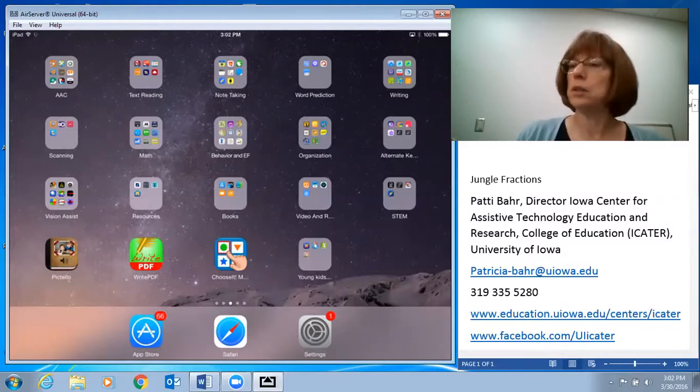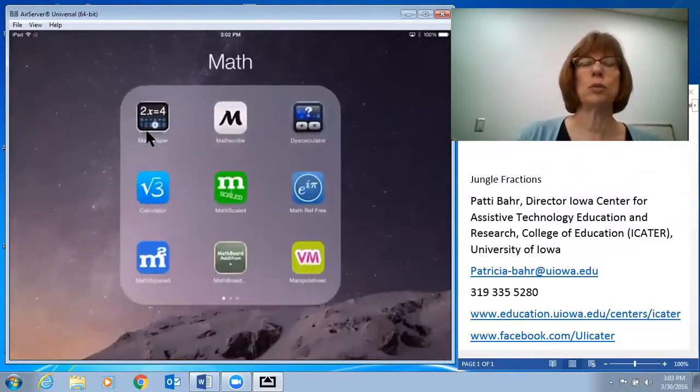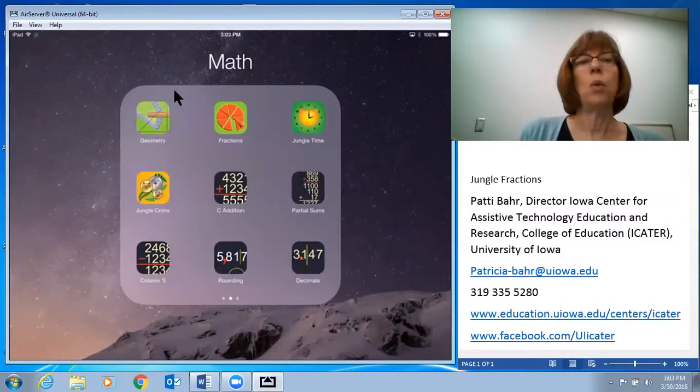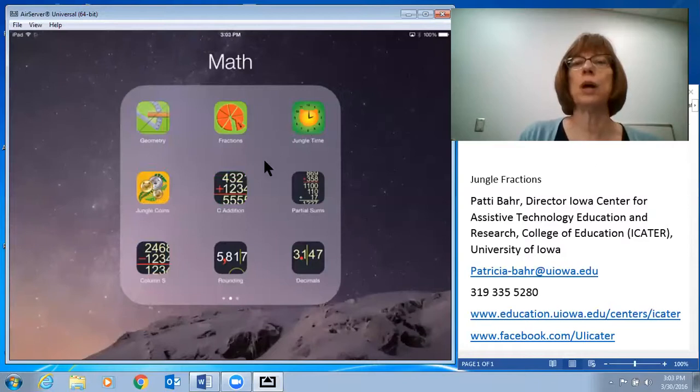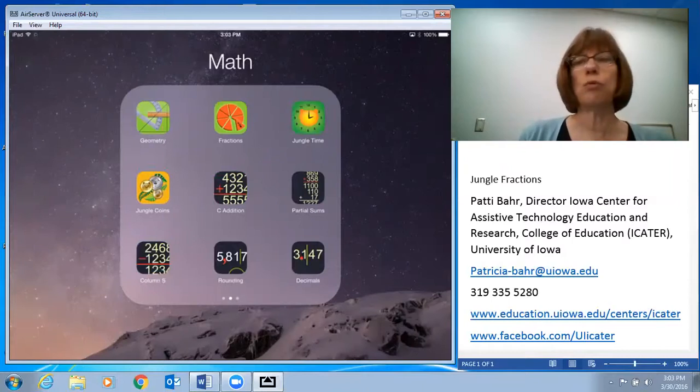So Jungle Fractions is here in my math folder on my iPad. I got Jungle Coins, Jungle Geometry, Jungle Fractions, and Jungle Time as a bundle. The bundle was $7.99, and each individual app is $2.99. So that's a pretty good discount. Basically, you get a free app, $3 off, when you buy 4 of them at a time.